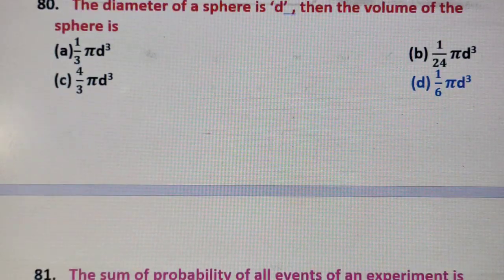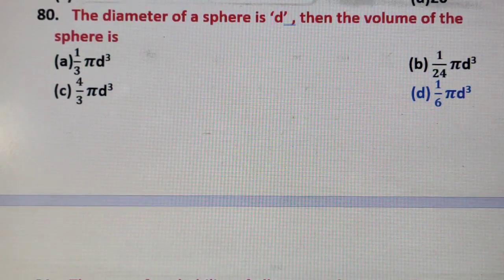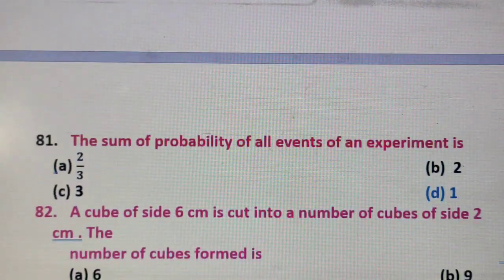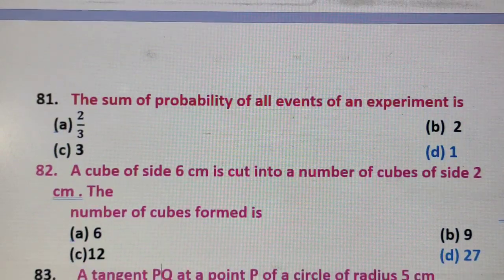The diameter of a sphere is d. Then the radius is d by 2, and the volume is 1 by 6 pi d cube. The sum of the probability of events in an experiment is 1.